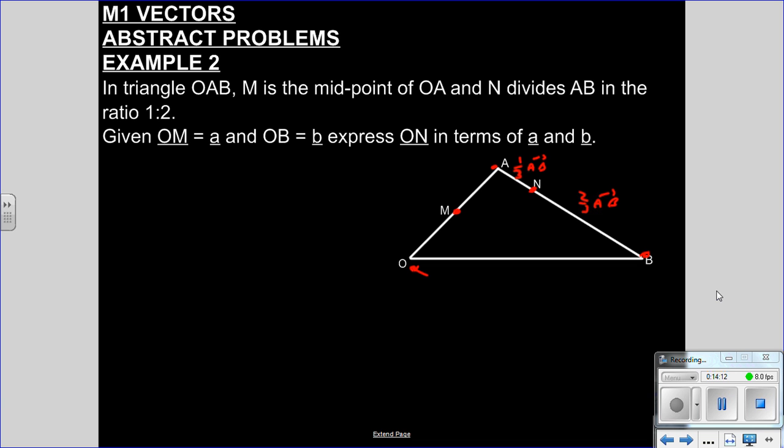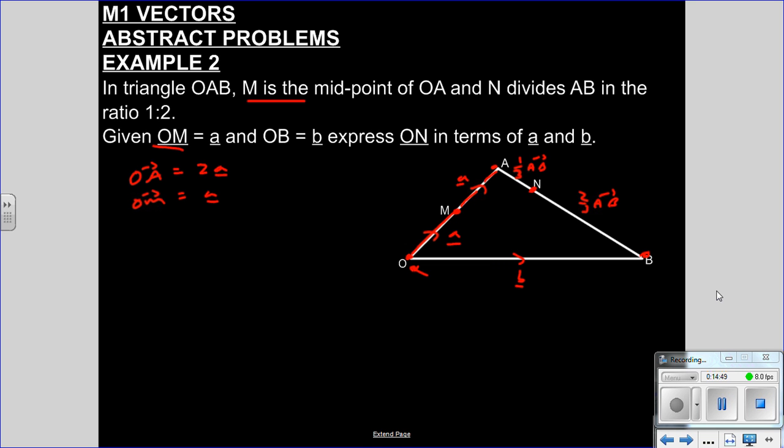Given OM is A, so let's draw on our vectors. O to M is A, and remember M is the midpoint of OA, so therefore this vector here must be A as well. So actually O to A is not A, it's 2A, isn't it? So we should write that down. O to A we know is 2A now, and O to M we're saying is just A. O to B is B. So there's B.